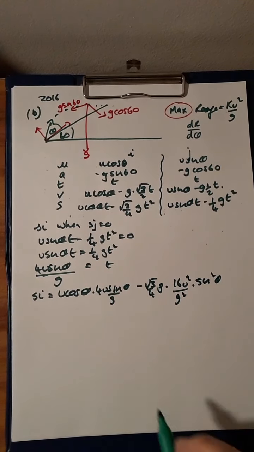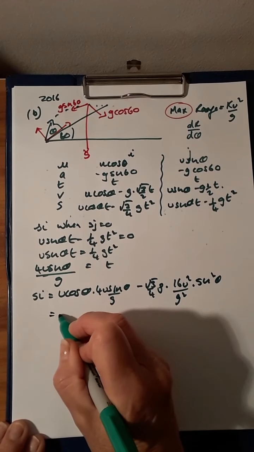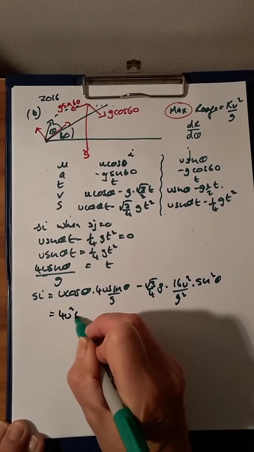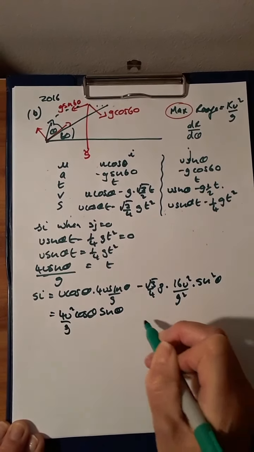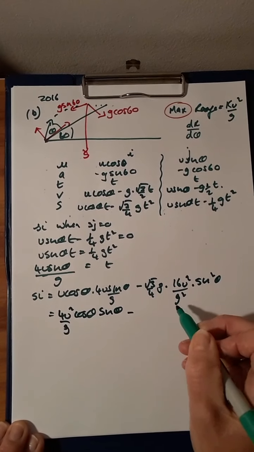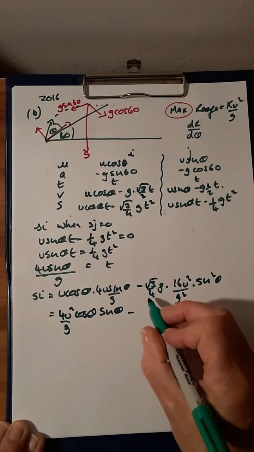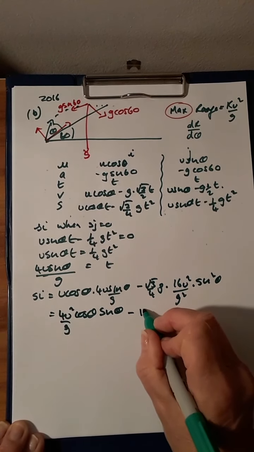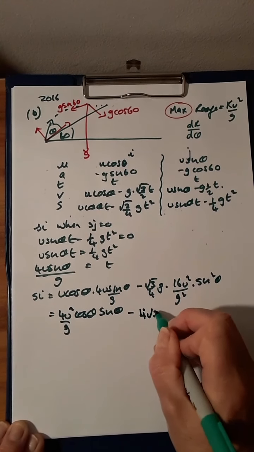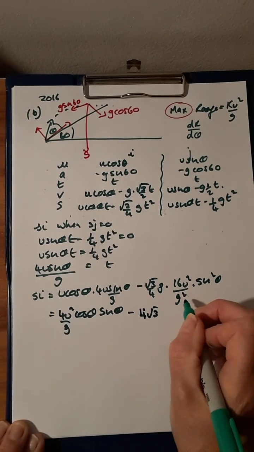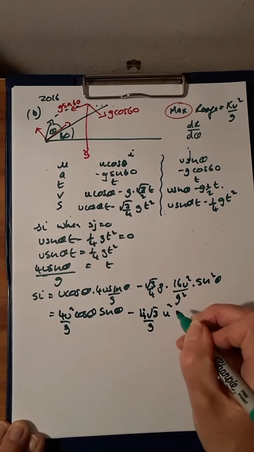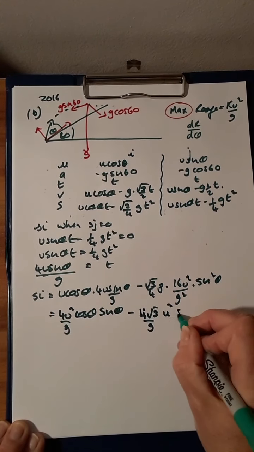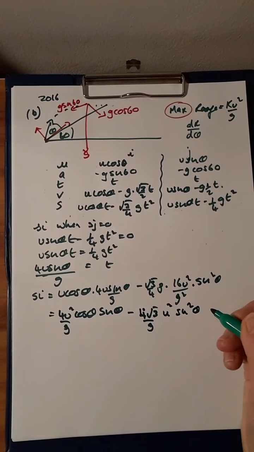Okay, tidy this all up a bit here. So this becomes 4u squared cos theta sine theta over g, minus, that g will cancel into that g squared, and this will become, that 4 will go into 16, 4 root 3, that again over g, u squared by sine squared theta.